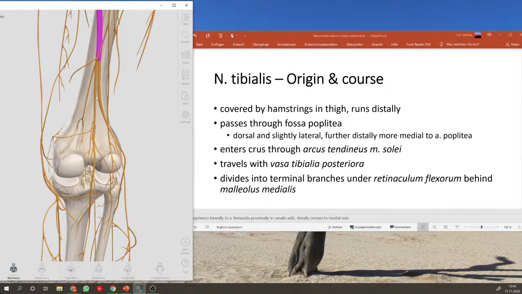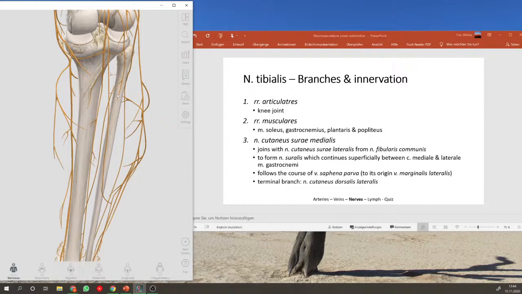Yeah, so nervus plantaris medialis and lateralis. But let's do some other branches first. So rami articulares, same rule, Hilton's law applies. So knee joint, and rami musculares for all of the muscles of the posterior compartment. So musculus triceps surae, plantaris, and musculus popliteus.